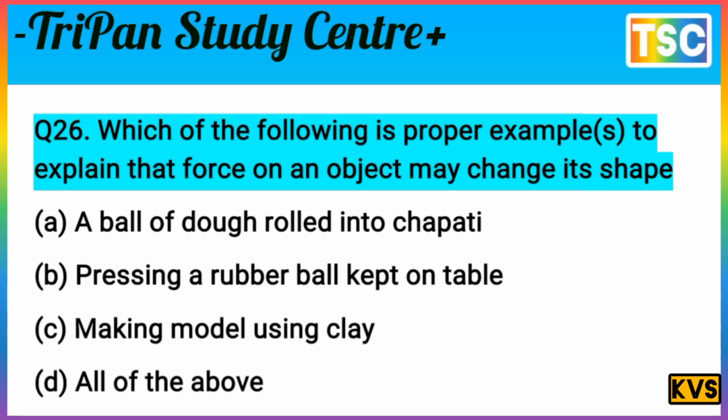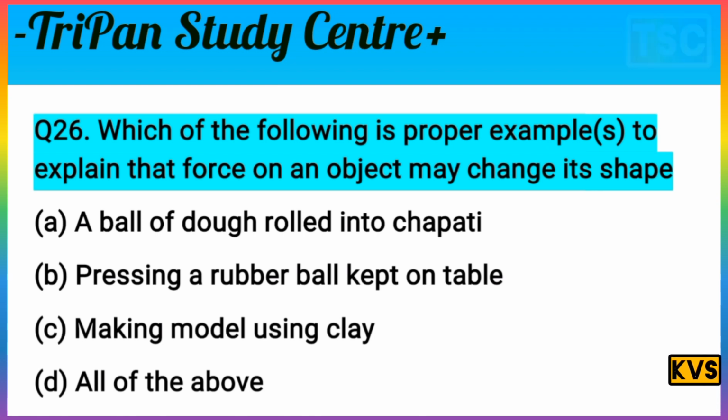First of all, you choose the correct answer for this question. You must have a thought of your answer. Let's see the answer. Which of the following is a proper example to explain that a force on an object may change its shape? A. A ball of dough rolling into a chapati, that's a correct example. Rolling dough into a chapati means a change of shape. Option A is correct.